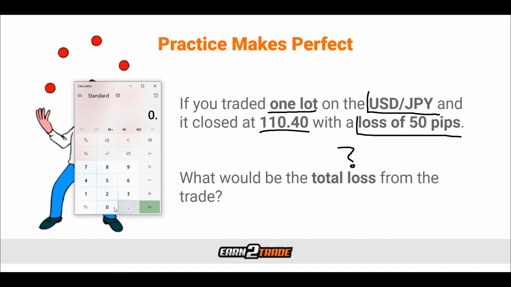So the pip value would be 0.01 because of the second decimal place times 100,000 divided by 110.40, which equals $9.05. That's $9.05 times 50 pips, which equals $452.50 in losses. If you got it, congratulations. If you didn't, keep practicing.